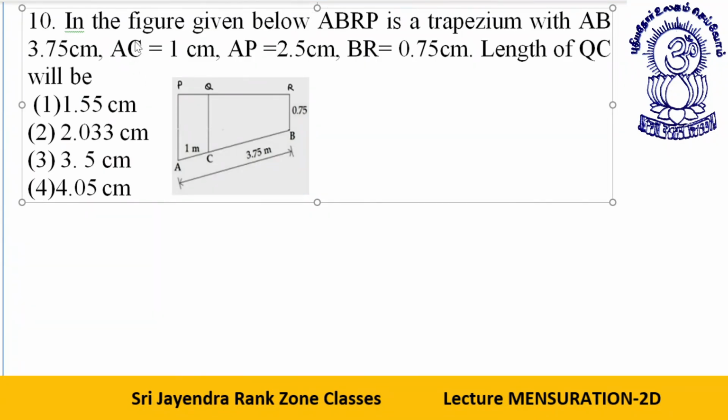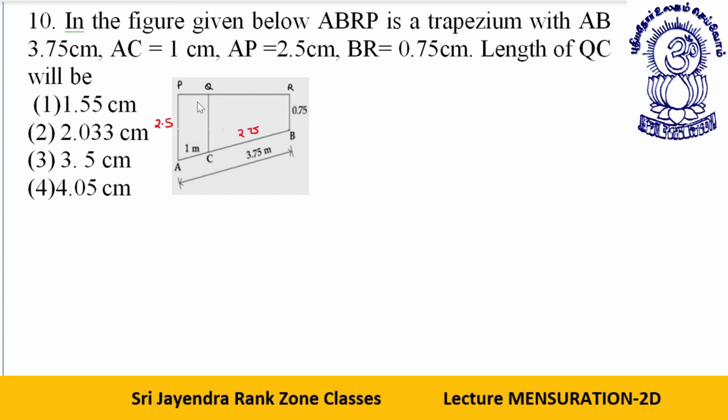This is the question we have. In the figure given below, ABRP is a trapezium with AB equal to 3.75, AC is equal to 1. So this portion will be how much? This portion will be 2.75. AP is equal to 2.5. BR is equal to 0.75.